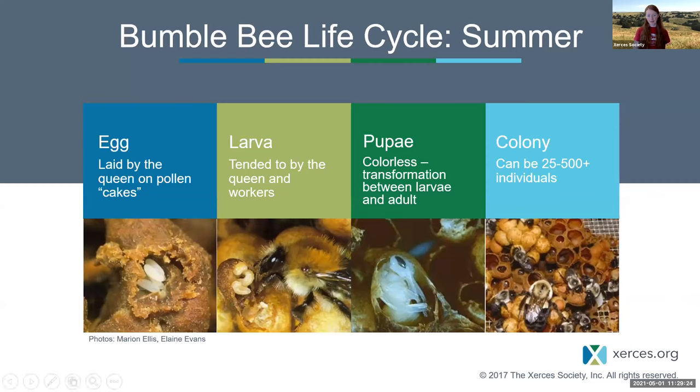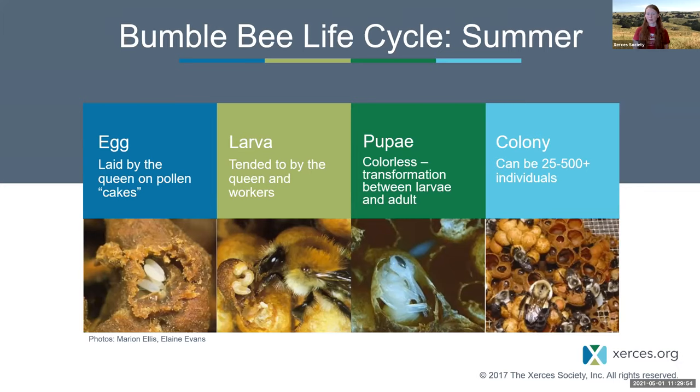And then within the nest, the bumblebees grow through, they start as an egg, and they're going to be laid on a mixture of pollen and nectar inside the nest. And once they're in the larva stage, that's when they're going to start consuming that pollen, right? The pollen and the nectar is going to help them grow. In this stage, the worker bees and the queen are tending to those larvae, making sure that they have enough food, making sure that there's not parasites sort of floating around.